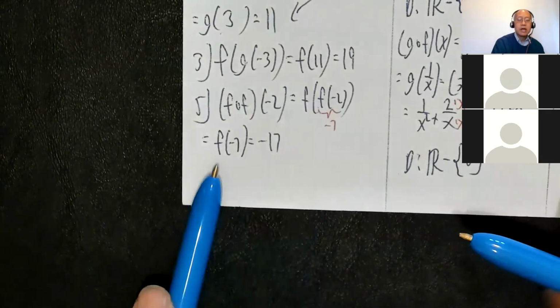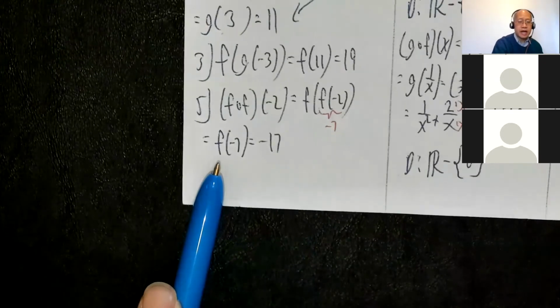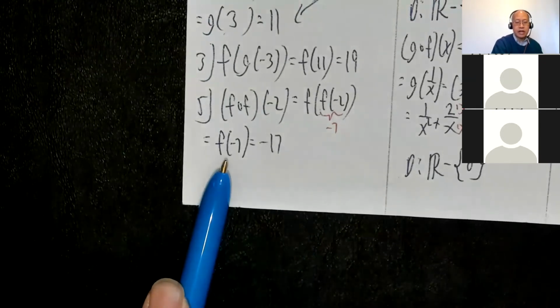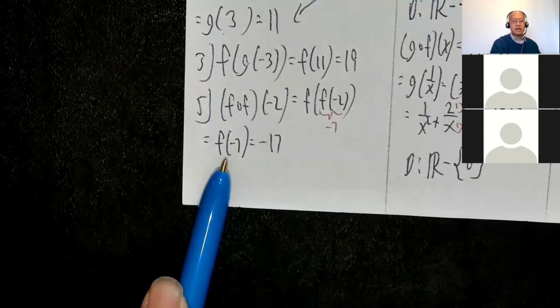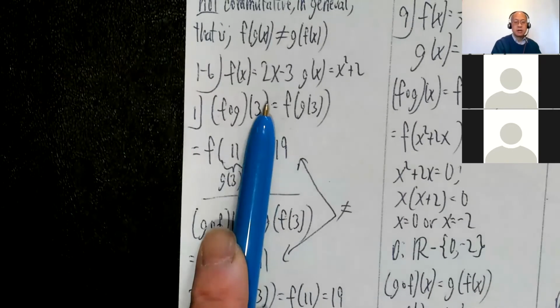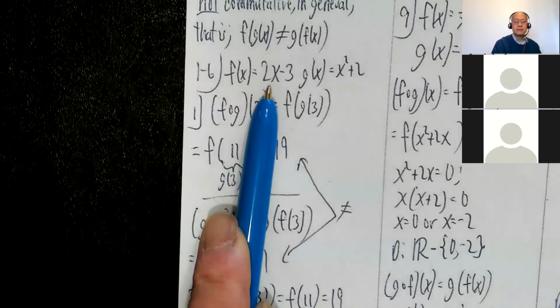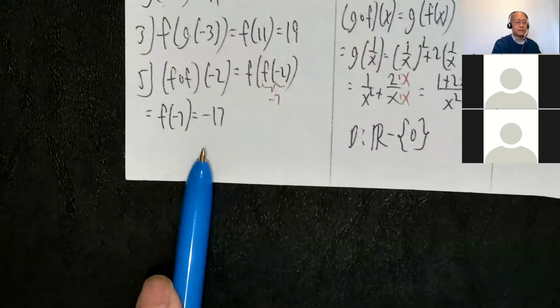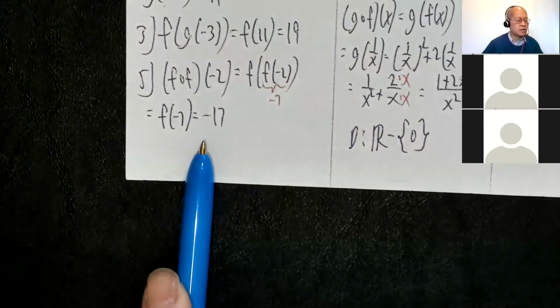Take that negative 7 and plug it back into the same function, f. So I say, okay, can I do f of negative 7? Well, sure. Just plug in negative 7 to the same function. So 2 times negative 7 is what? Negative 14. Negative 14 minus 3 is negative 17. Final answer is negative 17.